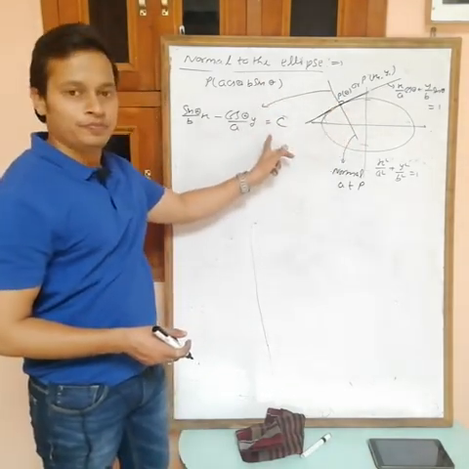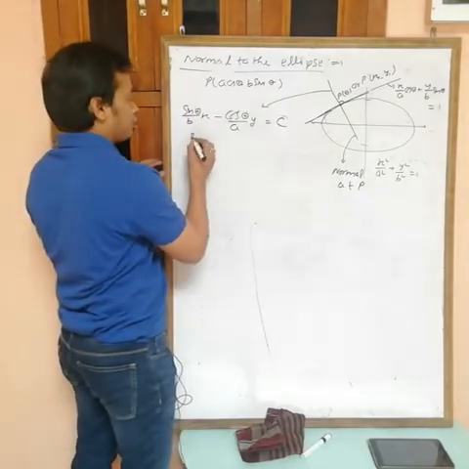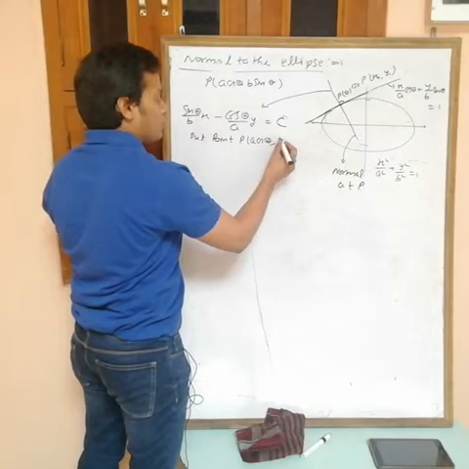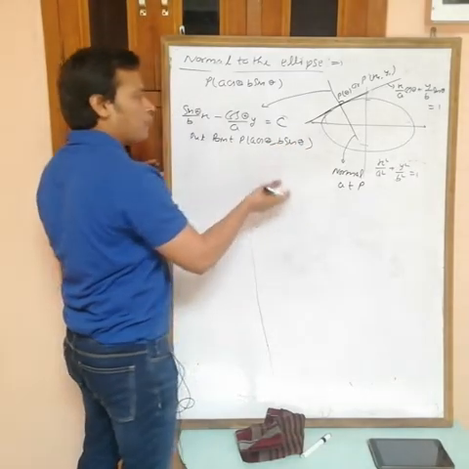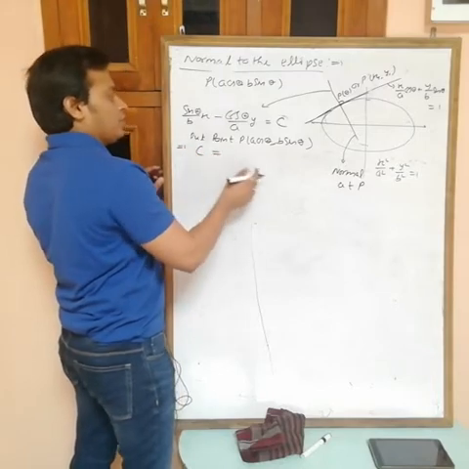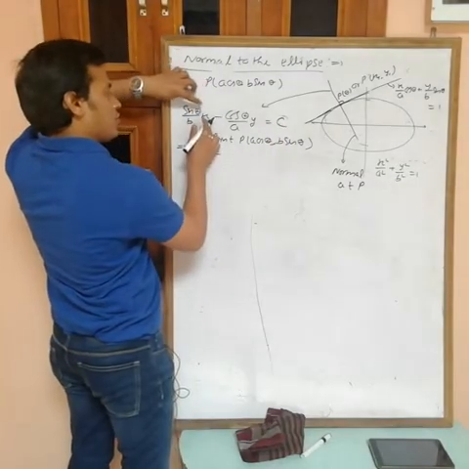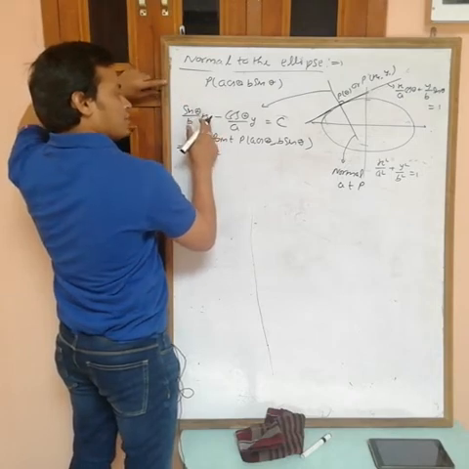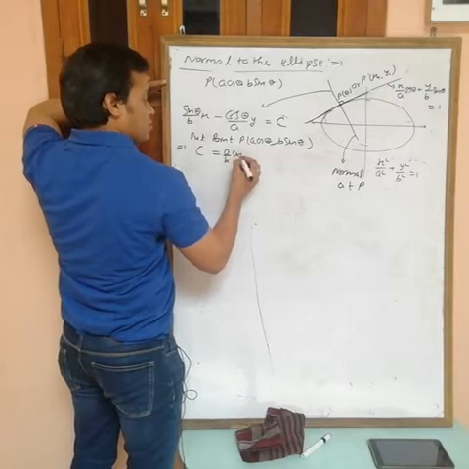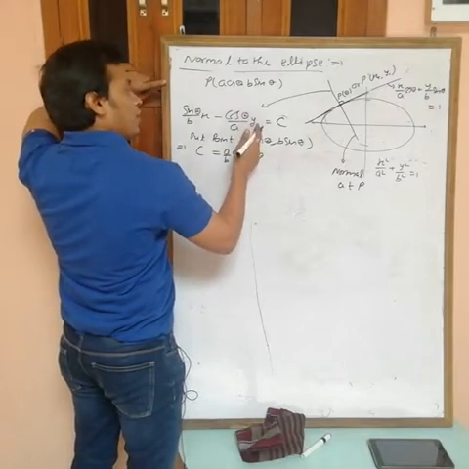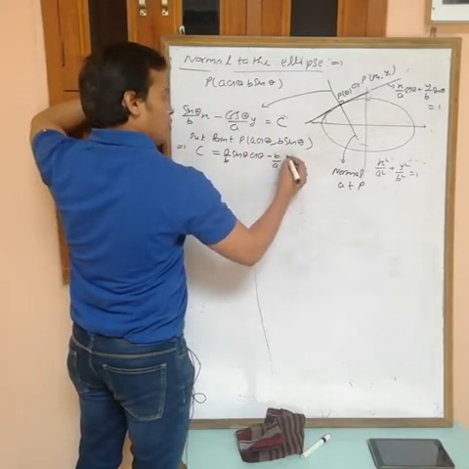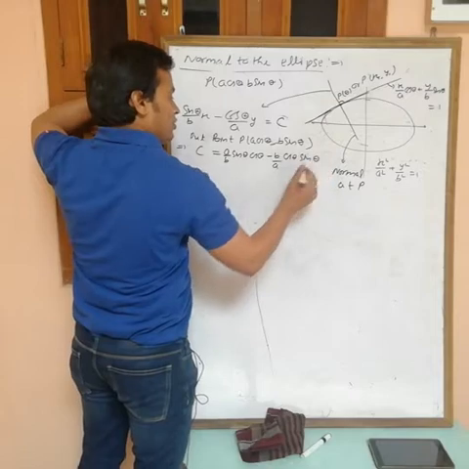So put point P, a cos theta comma b sin theta. If you put this point, then you will get the value of c. Okay, then if you put x equals a cos theta, what are we getting? A cos theta times sin theta by b, that is a by b sin theta cos theta, and y is b sin theta, times minus cos theta by a, that is minus b by a cos theta sin theta. This is the value of c.